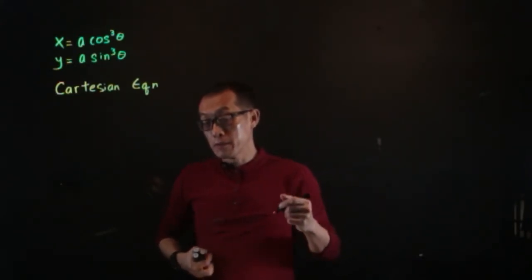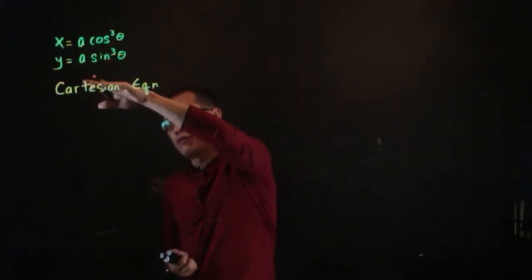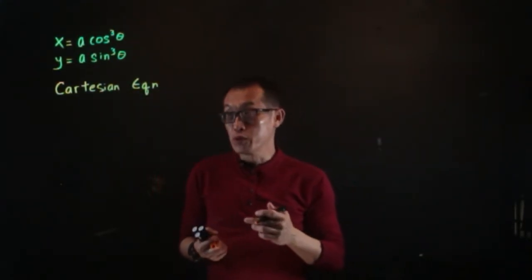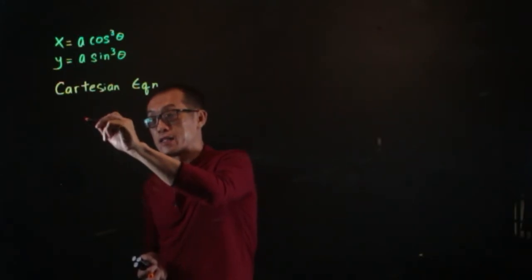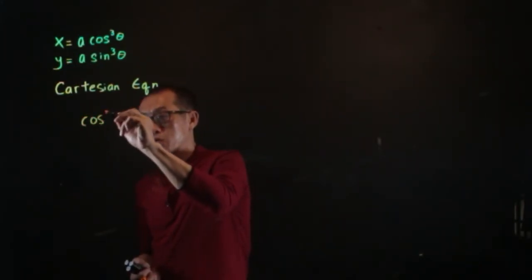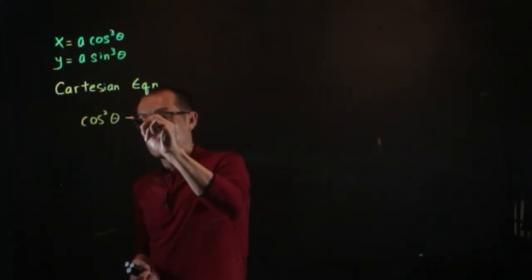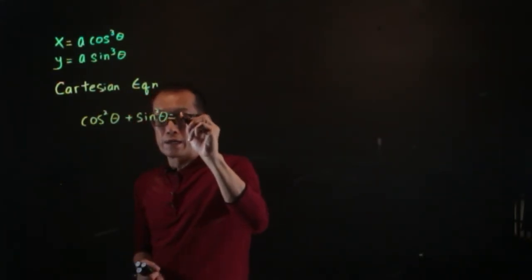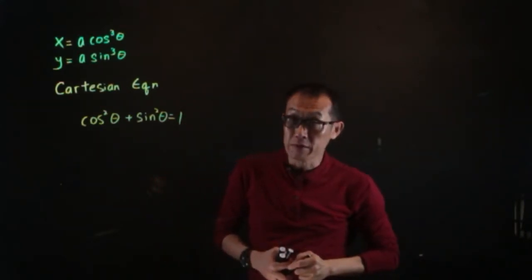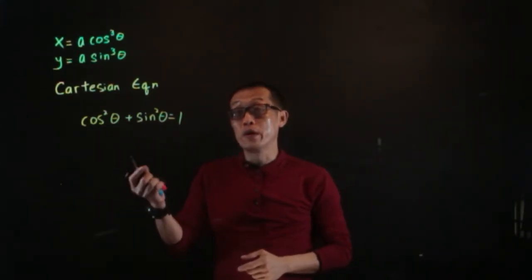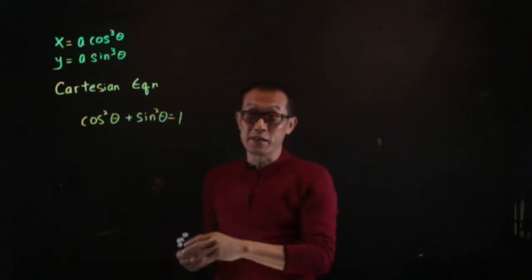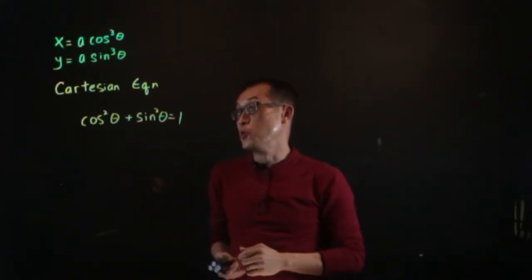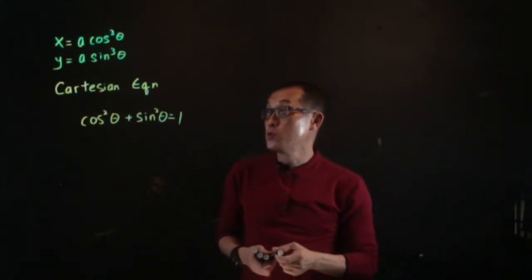Now, if it involves trigo, one of the common things that we do is we use this identity, cos squared theta plus sine squared theta equals 1. This is one of the techniques. It's not always applicable, so you have to look at your equation, but this is quite common, so you should know.